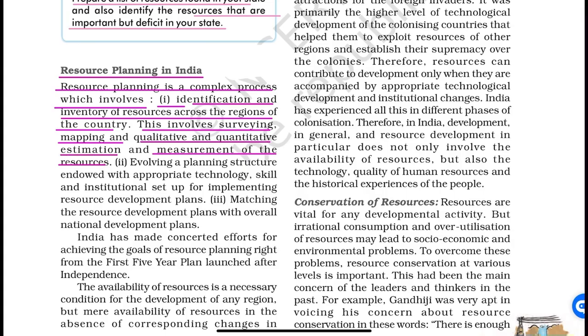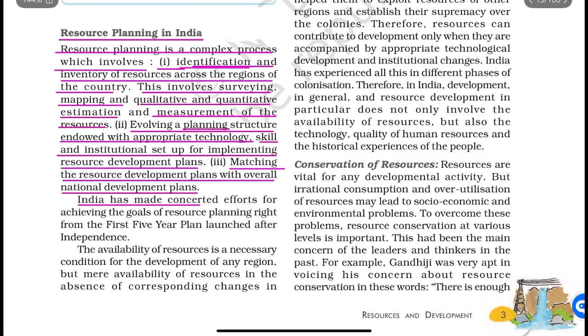Firstly, we'll identification. Second is evolving a planning structure endowed with appropriate technology, skill, and institutional setup for implementing resource development plans. So, second step you can say is planning. Third, matching the resource development plans with overall national development plans. India has made concerted efforts for achieving the goals of resource planning right from the first 5-year plan launched after independence.